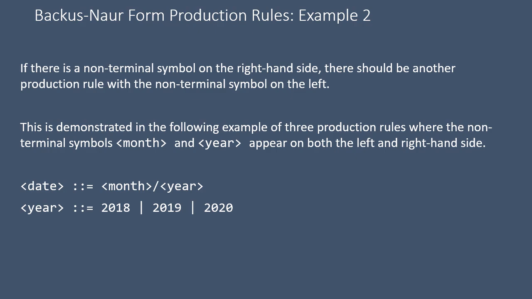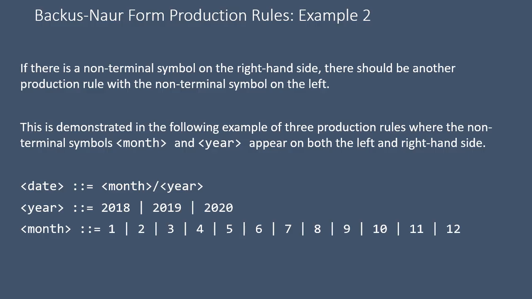So year is defined here as any of 3 years between 2018 and 2020, and month is any month defined by the number of the month during the year, so between 1 and 12. So that's our set of production rules, and that will allow us to have valid expressions here for any month of the year between 2018 and 2020.